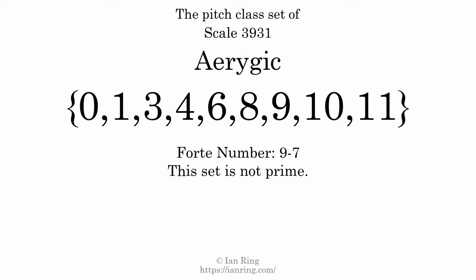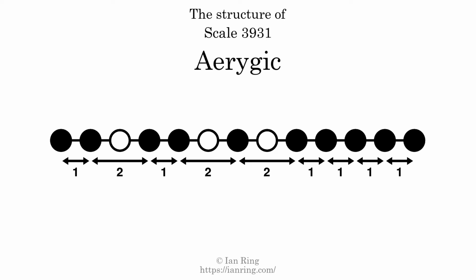The pitch class set for this scale is 0, 1, 3, 4, 6, 8, 9, 10, 11. The Forte class is 9-7. This set is not prime. The structure of a scale is a description of the interval distance between each successive tone. This scale has a structure of 1 2 1 2 2 1 1 1 1.